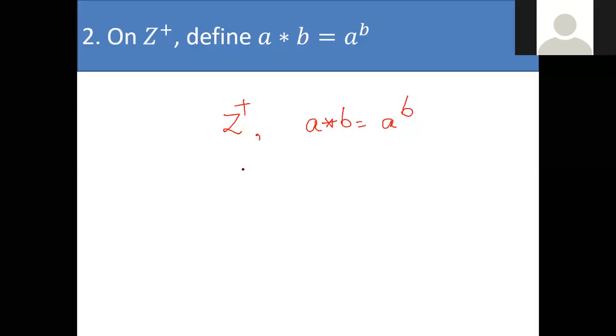So here, zero also includes, correct? Zero also includes, okay? So zero power zero, what is zero power zero? Whether it is a defined form, zero power zero.